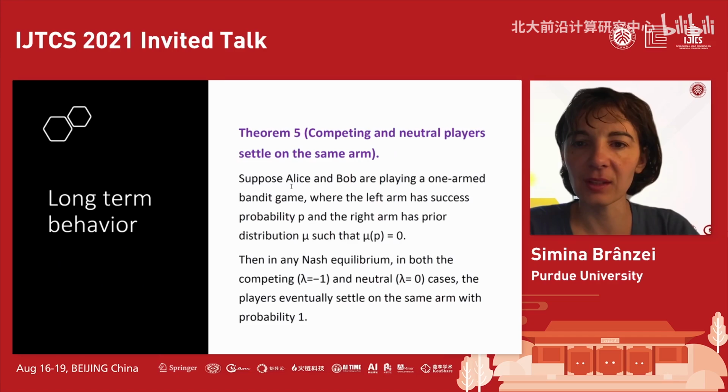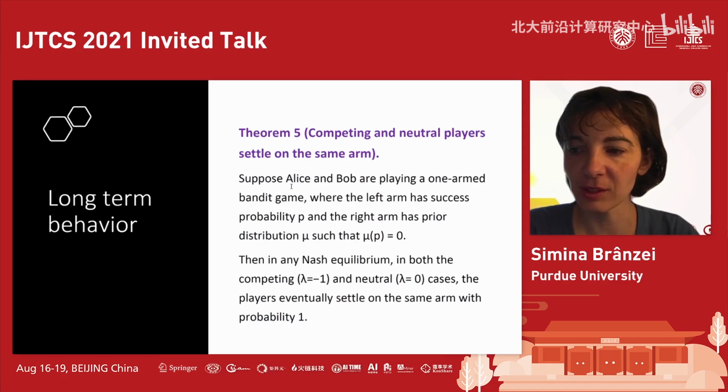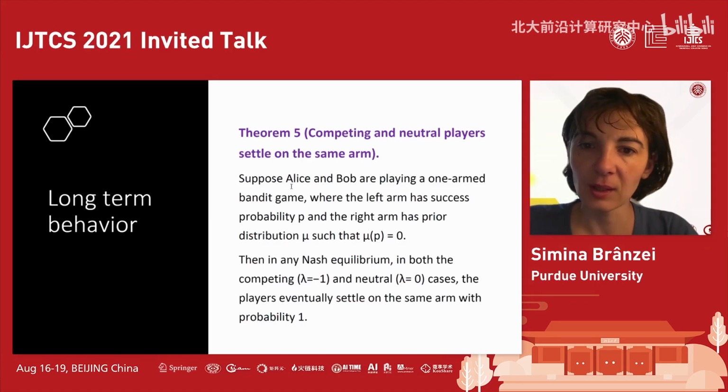However, what we show is that competing and neutral players will settle on the same arm. Roughly, the left arm has success probability P, and the right arm has prior mu that has no point mass. Then in any Nash equilibrium, in both the competing and neutral cases, the players eventually settle on the same arm with probability 1.